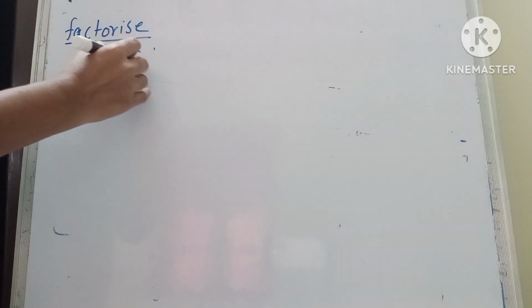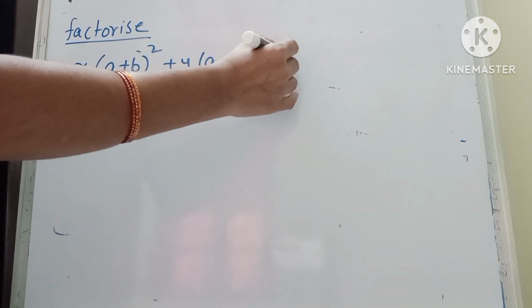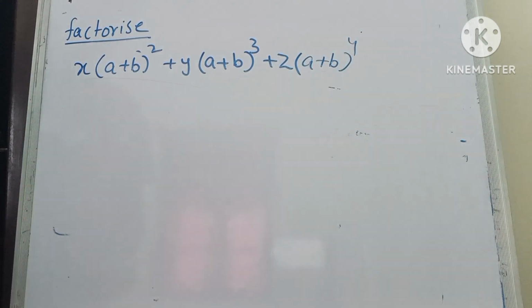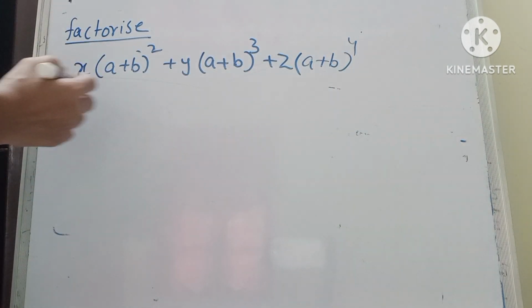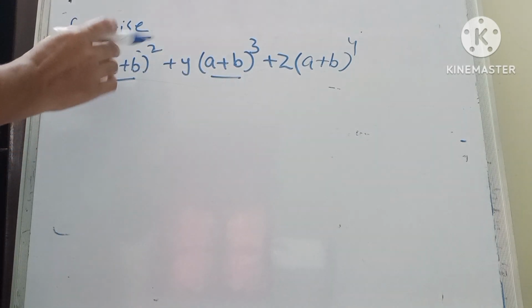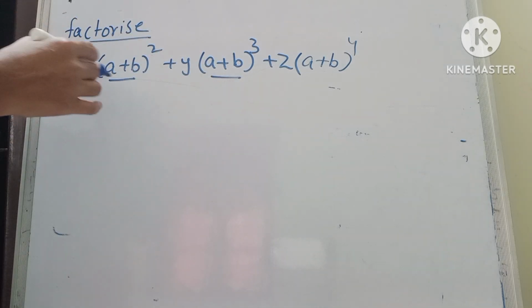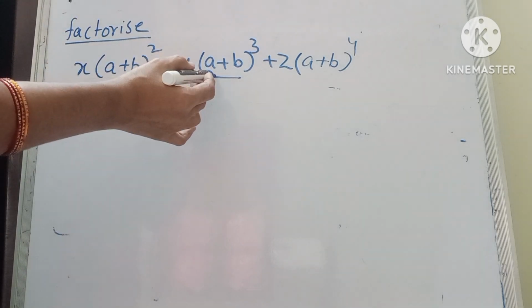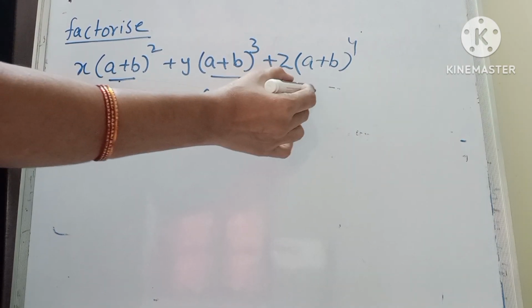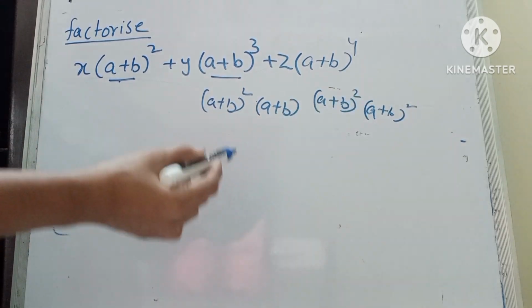x into a plus b whole square plus y into a plus b whole cube plus z into a plus b whole to the power 4. In these three terms, factorize this. Can you see any common factors? Yes, a plus b is the common factor, but look at its powers are different. We have to take the highest common factor. The highest common factor is a plus b whole square. A plus b whole cube can also be written as a plus b whole square times a plus b. And a plus b whole to the power 4 can be written as a plus b whole square times a plus b whole square. Isn't it?